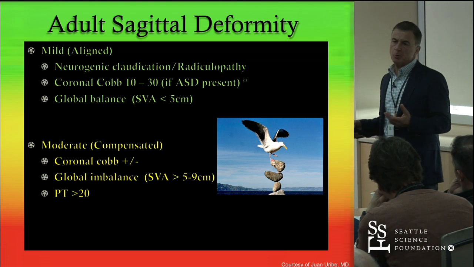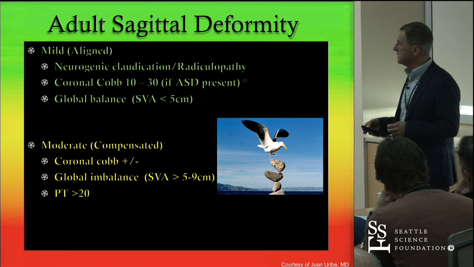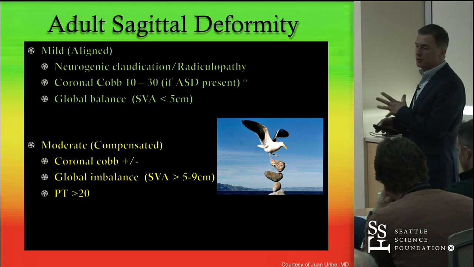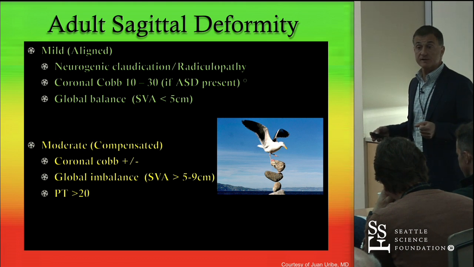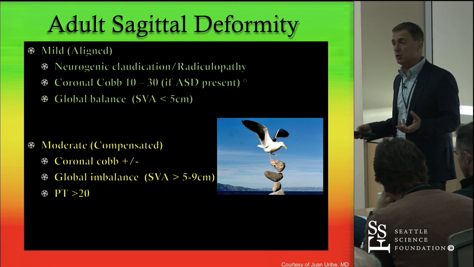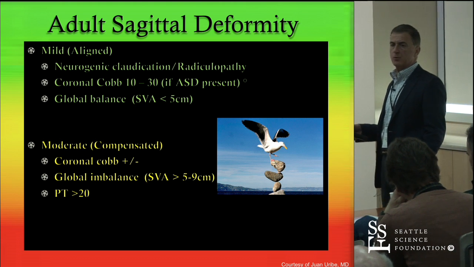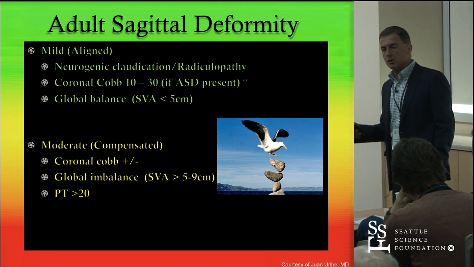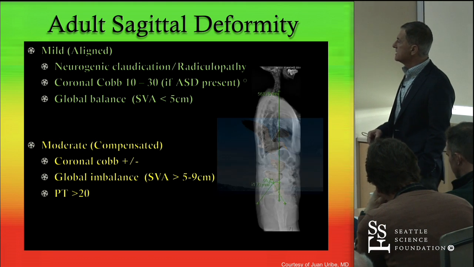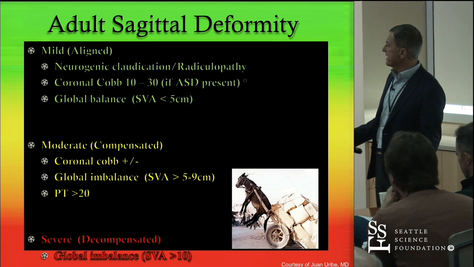And the SVA is between 5 and 9 centimeters, so it's intermediate. As you see, coronal Cobb, we didn't even put a value because, as Juan mentioned earlier, coronal Cobb is really not that significant as a correlator of clinical outcome. And then you have the advanced deformity.